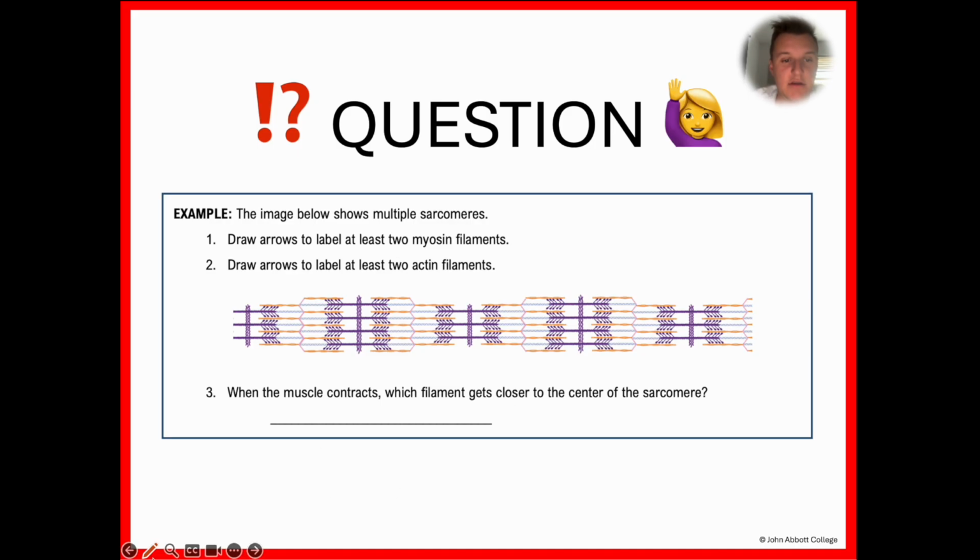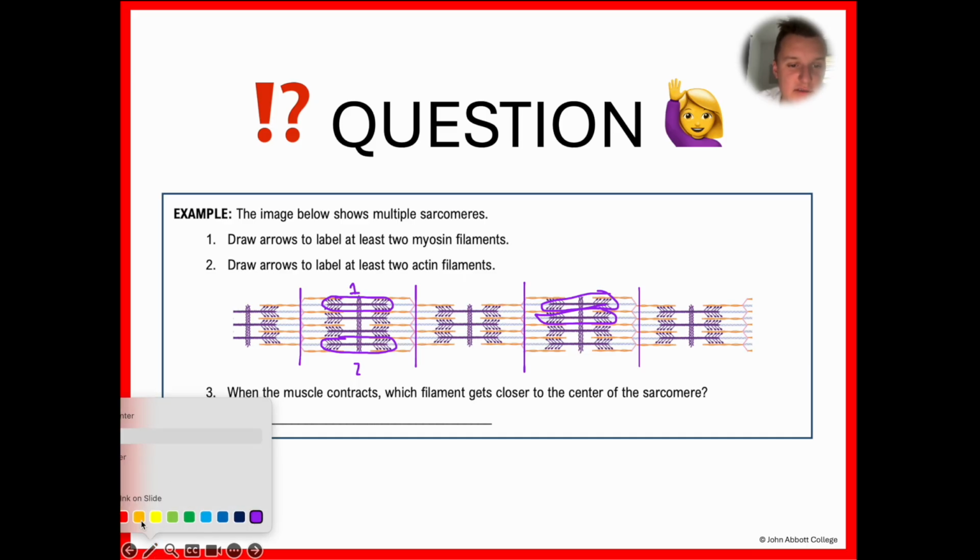So over here, draw arrows to label at least 2 myosin filaments. Over here I see this is 1 myosin filament, right? And then I'll go and do this one too. This is a second myosin filament too. And this is part of this one sarcomere here, right? I could go to this sarcomere over here and draw it too. Here I see one over here, I see another one over here, right? Another one here, another one here. So those are some myosin filaments.